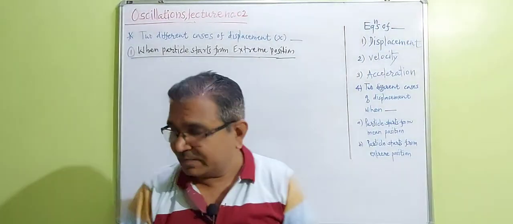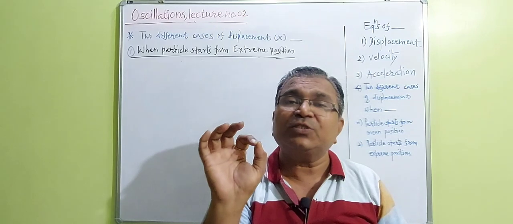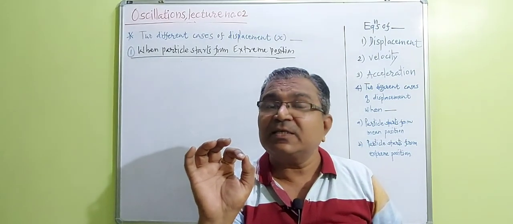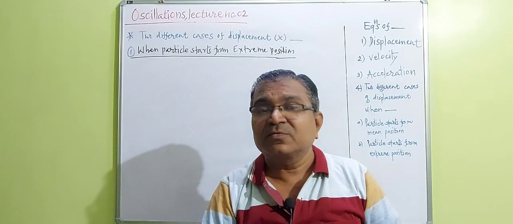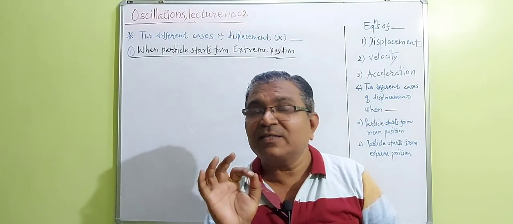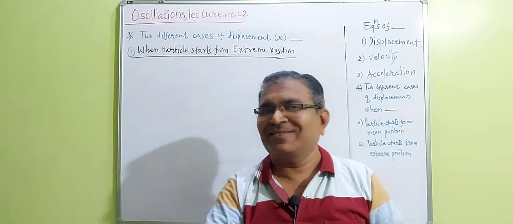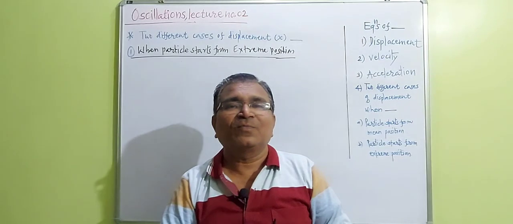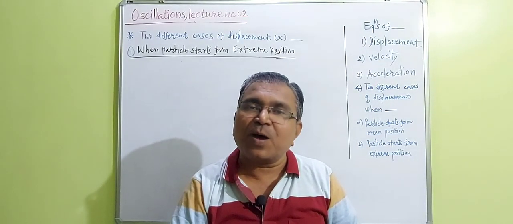I will repeat again. When the particle starts from mean position, what is the initial phase angle phi, dear students? Initial phase angle phi is equal to 0 or pi.